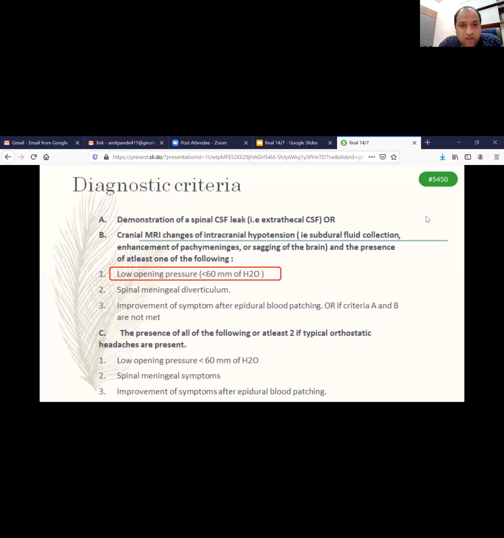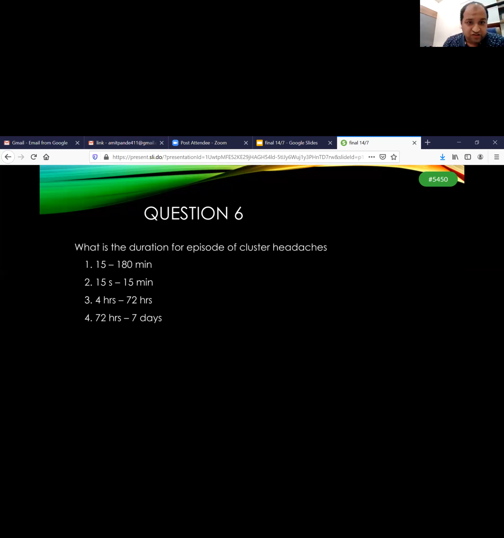So you need to demonstrate a CSF leak. There should be cranial MRI changes of intracranial hypotension: a subdural fluid collection, enhancement of pachymeninges, or sagging of the brain. And presence of at least one of the following, that is low opening pressure, spinal meningeal diverticulum, or improvement of symptoms after epidural blood patching, or the presence of all of the following, or at least two if typical orthostatic headaches are present: a low opening pressure, spinal meningeal symptoms, and improvement of symptoms after epidural blood patching. Good. Moving on. Question number 6.